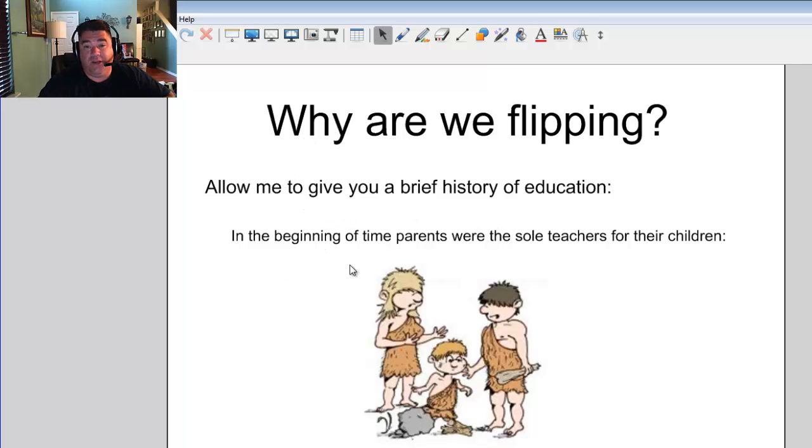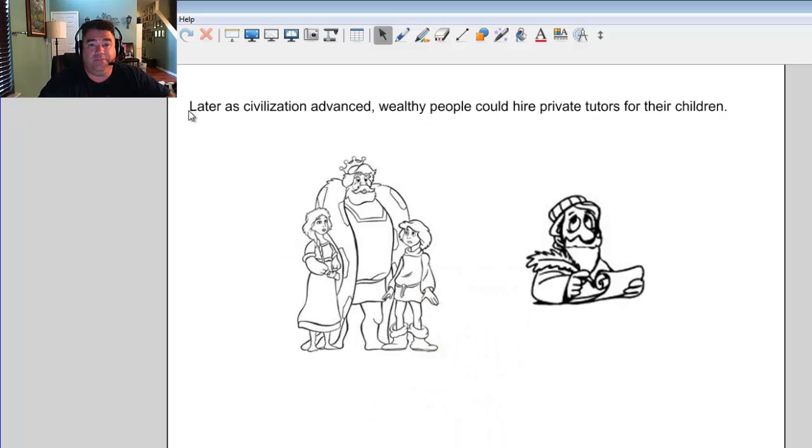In the beginning of time, parents were the sole teachers of their children. So most children took the occupation of their parents. Good for passing on parent knowledge, but not much opportunity beyond that. Now later, as civilization advanced, wealthy people could hire private tutors for their children. So not only did you get the benefit of a parent being able to teach you, but they also could hire specialists to teach you in certain areas.